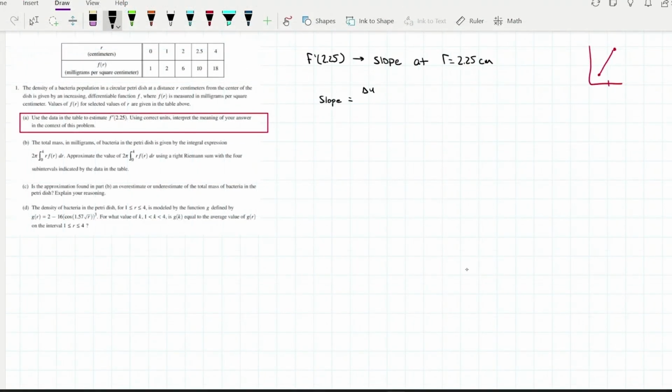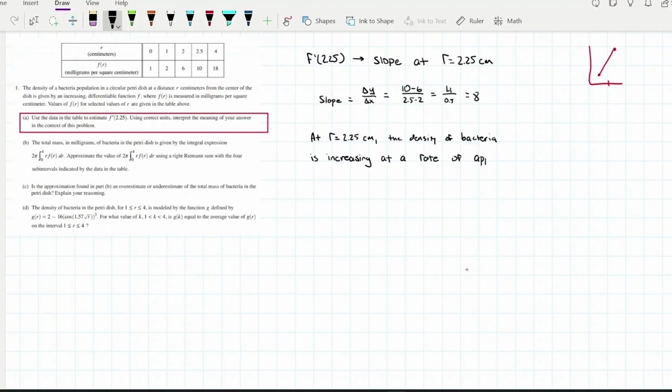The slope for these 2 points can be found using delta y over delta x, or delta f of r over delta r, which we can solve to get 8. This tells us that at a radial distance of 2.25 centimeters from the center of the petri dish, the density of the bacteria population will be increasing at a rate of 8 milligrams per square centimeter per centimeter.